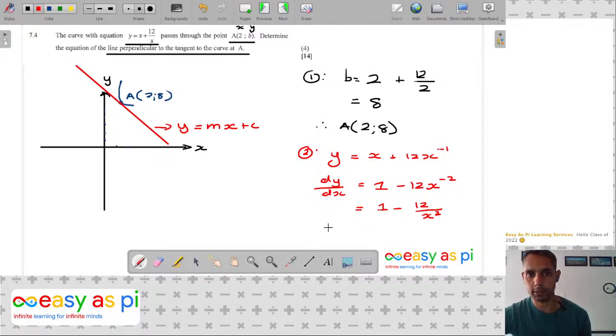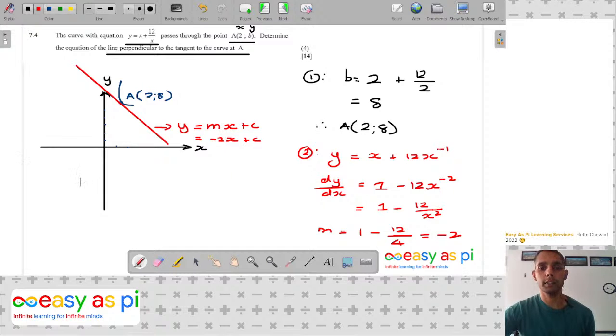So what we'll do is we'll say, okay, let's plug in. So we can say the gradient in this case is going to be 1 minus 12 all over 2 squared, which is 4. So that becomes 1 minus 3, which then becomes negative 2. Okay, so we now know that this equation is actually minus 2x plus c, right?